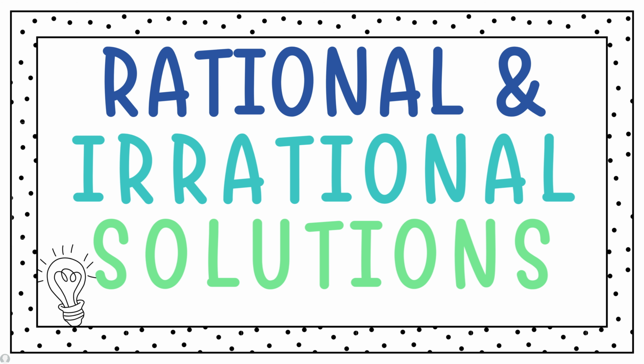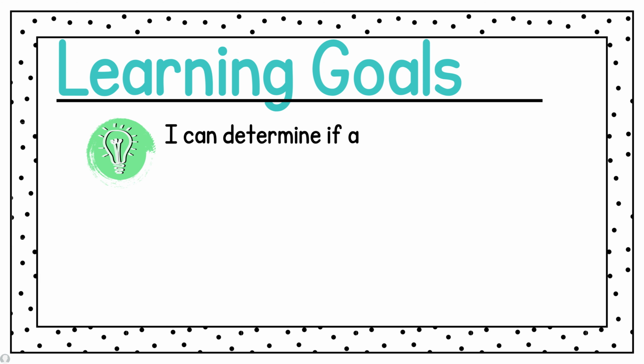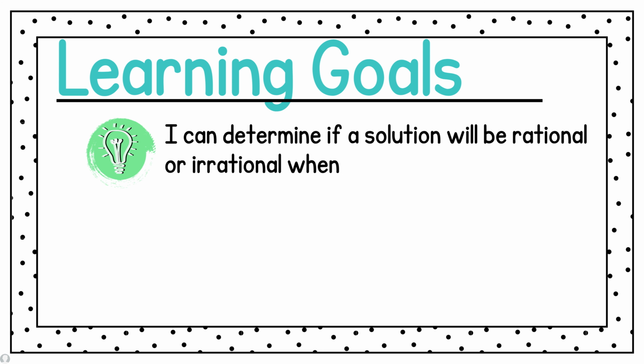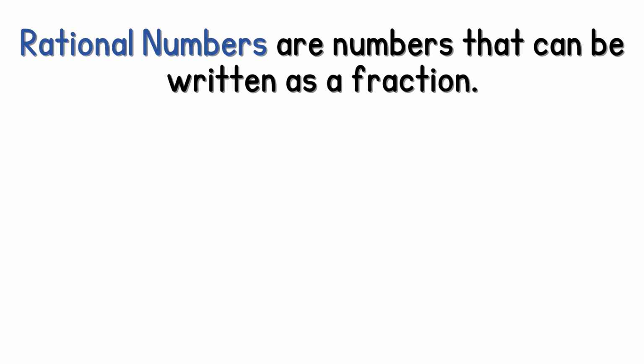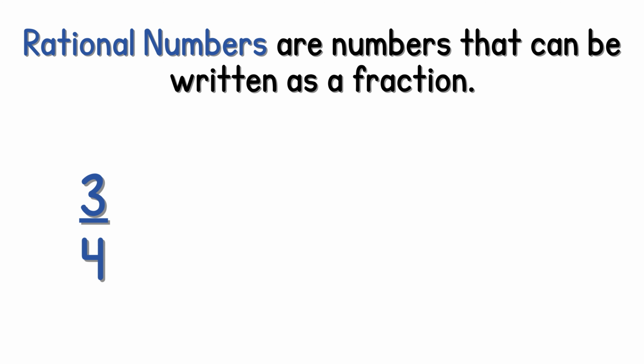Rational versus irrational solutions. In this video, you'll learn to determine if a solution will be rational or irrational when adding and multiplying both types of numbers. Rational numbers are numbers that can be written as a fraction. So any fraction like 3/4 is considered rational. All integer values like 2 are also considered rational because we can always put them over 1 to make it a fraction.